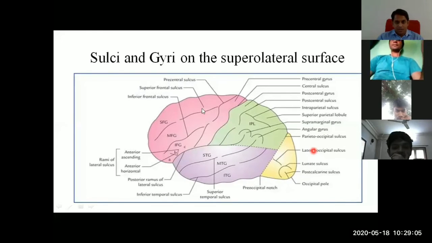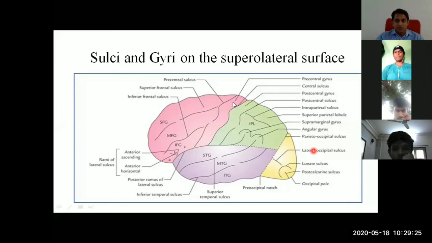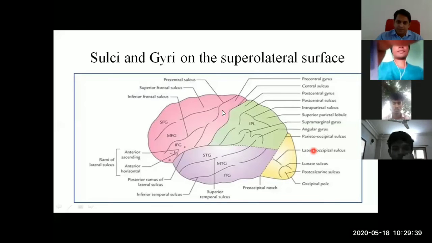On the superolateral surface, along its frontal lobe, there are a few more sulci. The sulcus which is running parallelly is called the precentral sulcus. So this sulcus is in front of the central sulcus, and the gyrus in front of this is called the precentral gyrus. And what I said was the precentral gyrus is concerned with motor activities. So this area of the brain is concerned with the movements of the body. That's area number 4, the precentral gyrus.